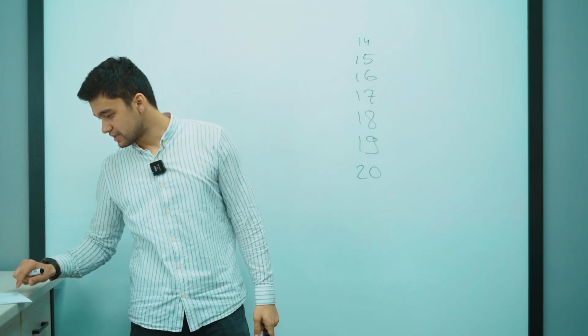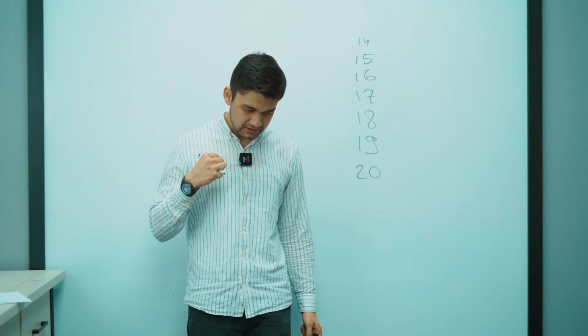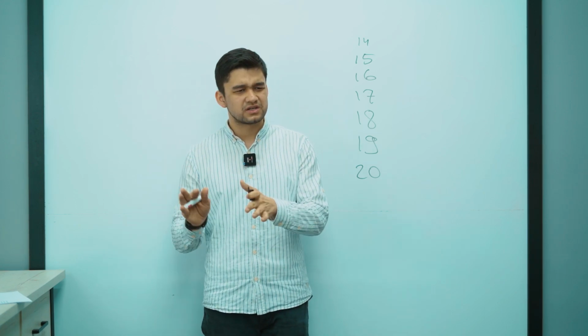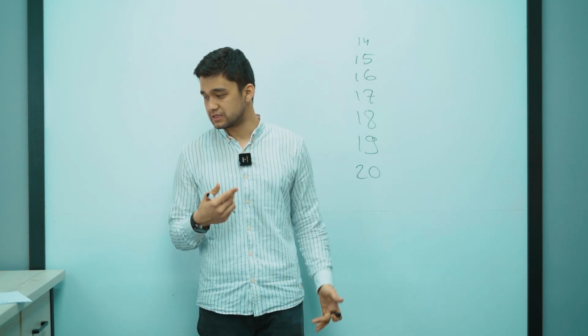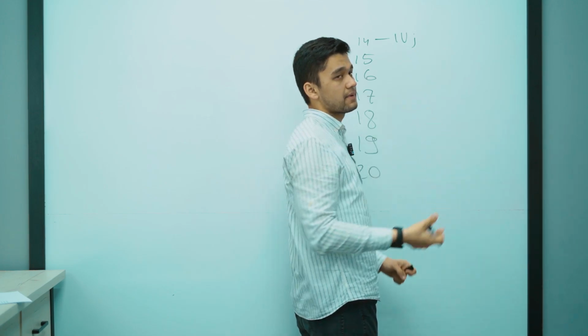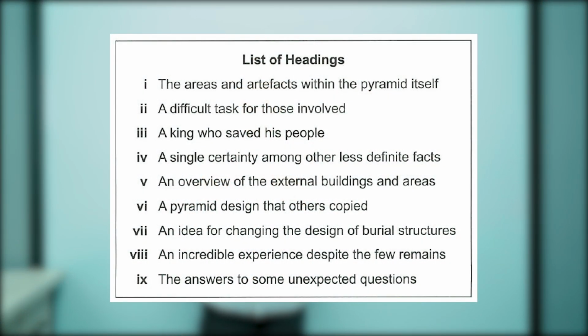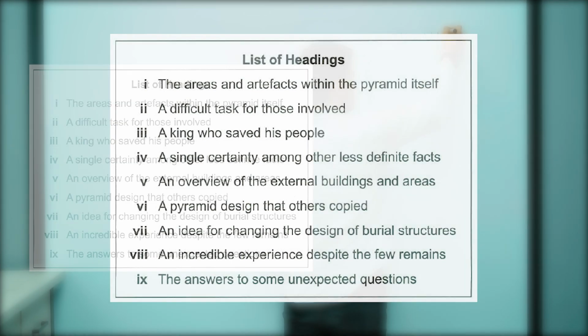So here, we read that "a single certainty among other less definite facts" is a maybe answer for me, because there is no question that everything started from this certainty. So I write this as a maybe answer. I may have other maybe answers also. Let's continue reading. "An overview of the external buildings and areas." External buildings? No. "A pyramid design that others copy." Well, maybe. This is also maybe because it all started from one pyramid and maybe others copied it. So the second maybe answer here is 6.